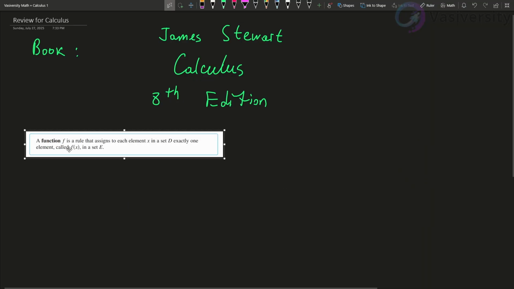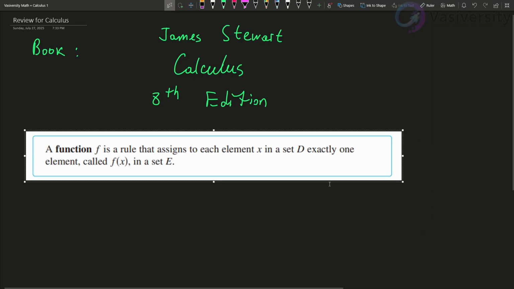So a function f is a rule that assigns to each element x in a set E exactly one element called f of x in a set E. And for this course, we're going to be using the James Stewart Calculus, Single Variable Calculus, Early Transcendentals, 8th edition. I would highly recommend it. It will be used for both Calculus 1 and Calculus 2. It has great material, great questions, great problems to solve in practice, and the majority of universities and colleges do rely on that specific book.